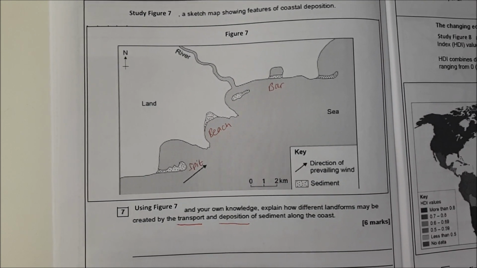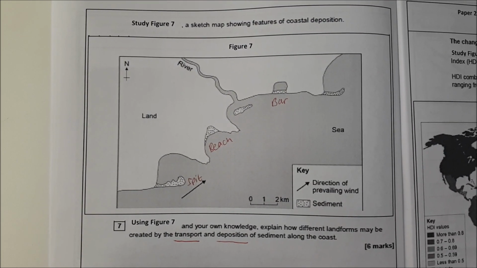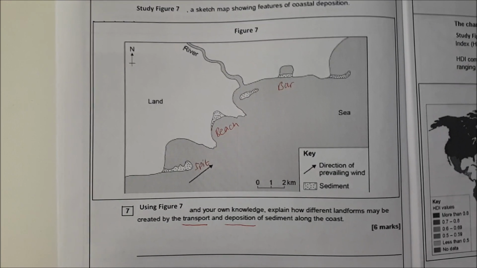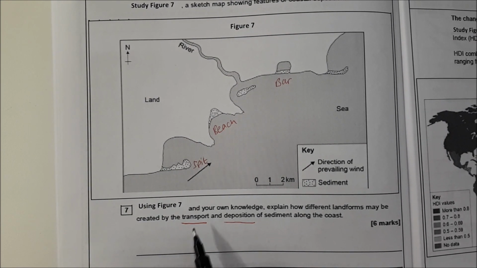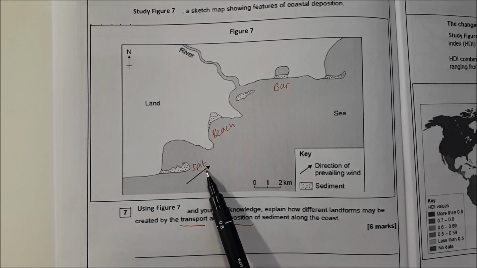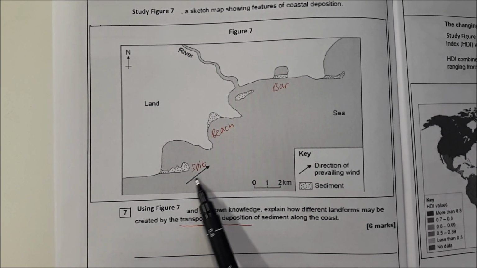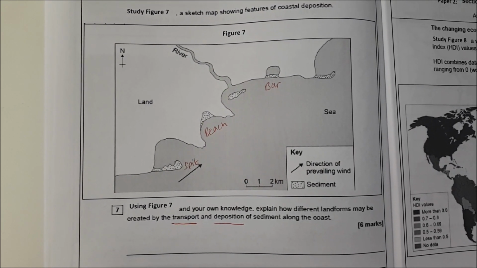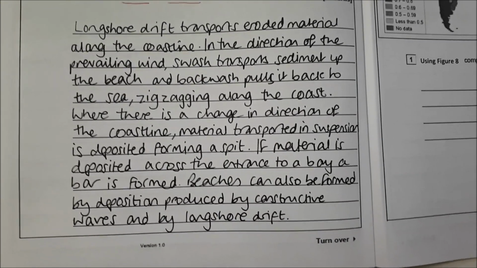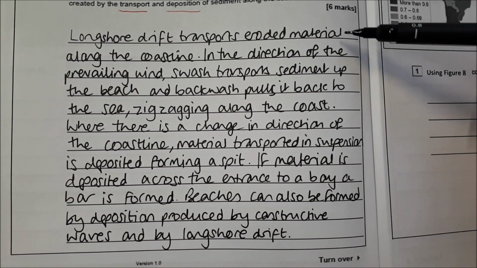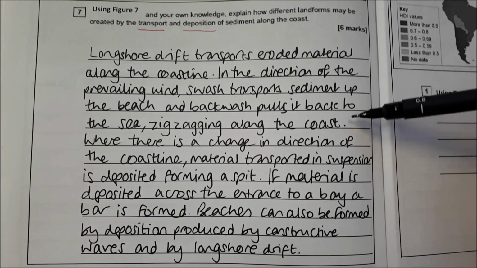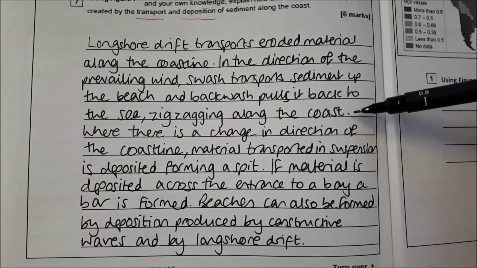And it must start with a description, or an explanation really, of how longshore drift works, because longshore drift is the process that transports sediment along the coastline. And on this map, we've even got the direction of the prevailing wind to remind us that longshore drift is part of this process. So have a look at this answer. All we've done here is explained the process of longshore drift first. I've done that here. It's absolutely key to this question, so it is worth explaining it in detail.